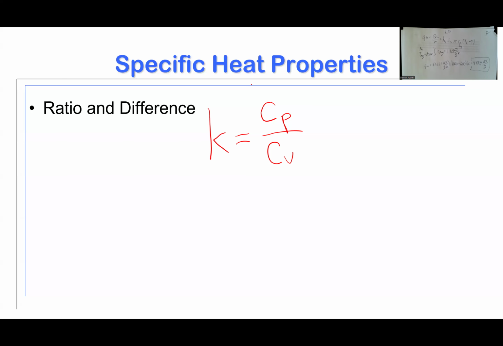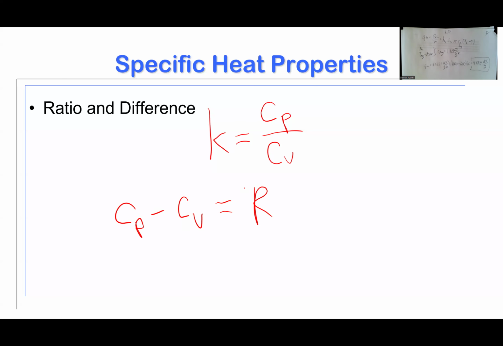The k value does vary as a function of temperature, but it's a little more stable than the C sub P and C sub V values. A k value of 1.4 is almost always true for air at just about any temperature. For ideal gases, there is a known constant difference between the values for C sub P and C sub V, and that is very simply the gas constant, the R value for your particular substance. So the C sub P and C sub V value will always be a value of R apart.